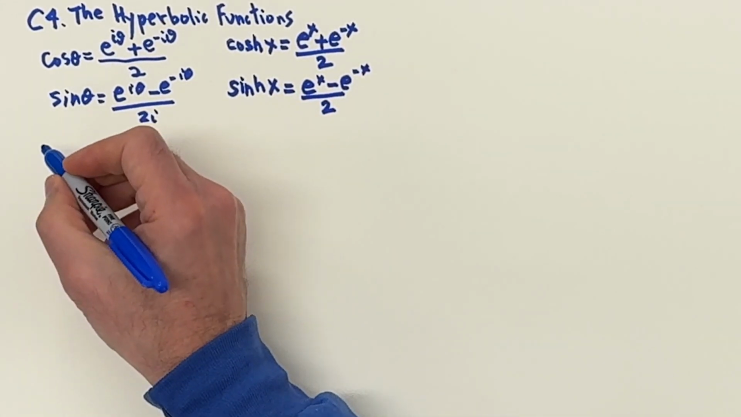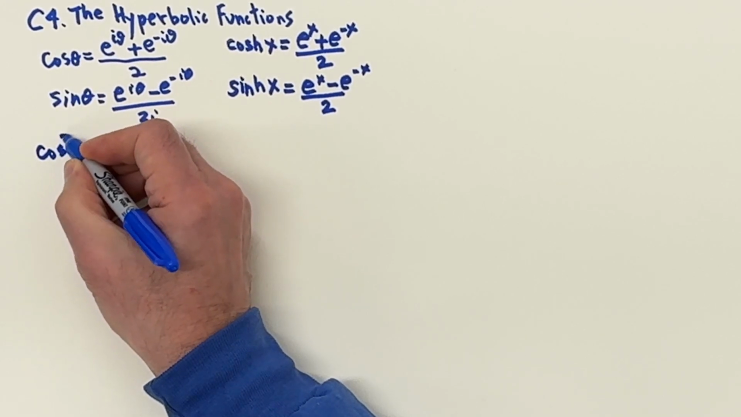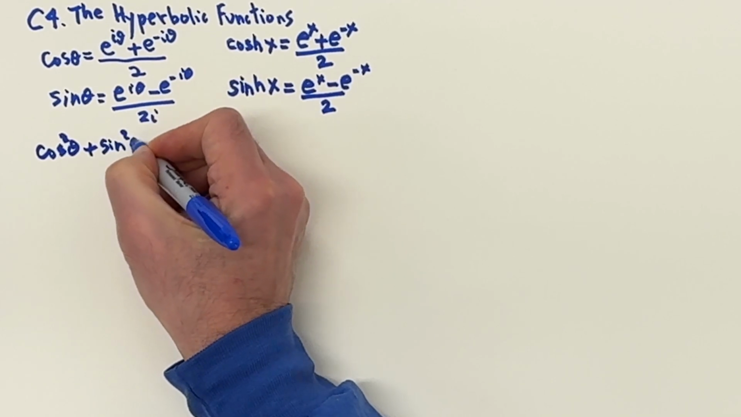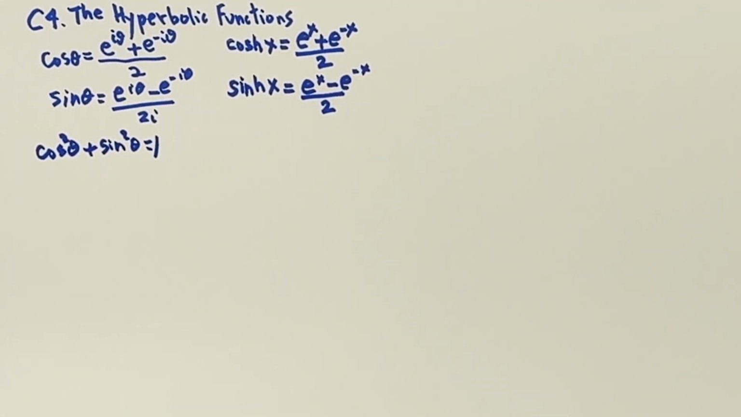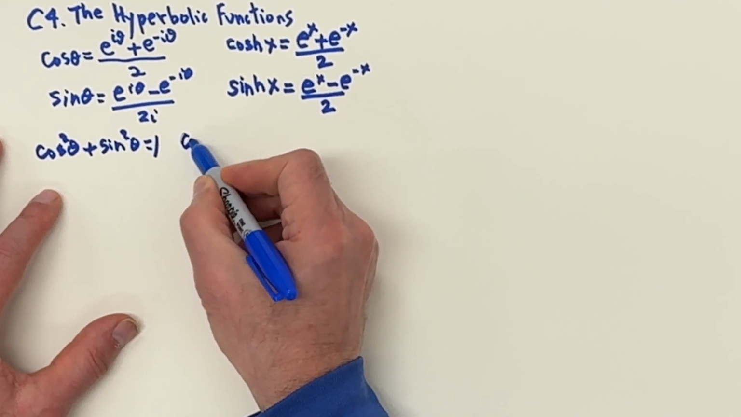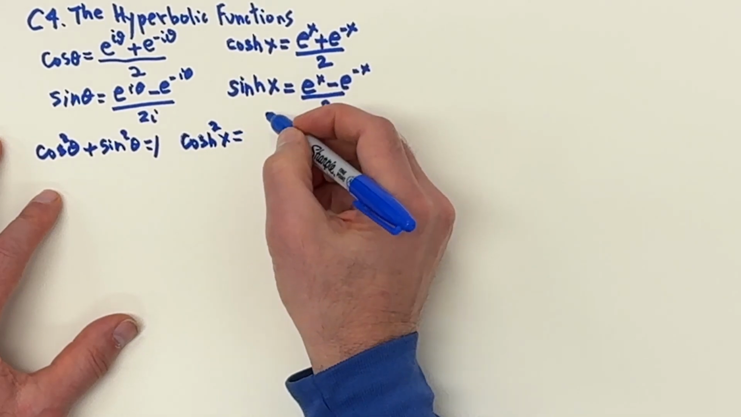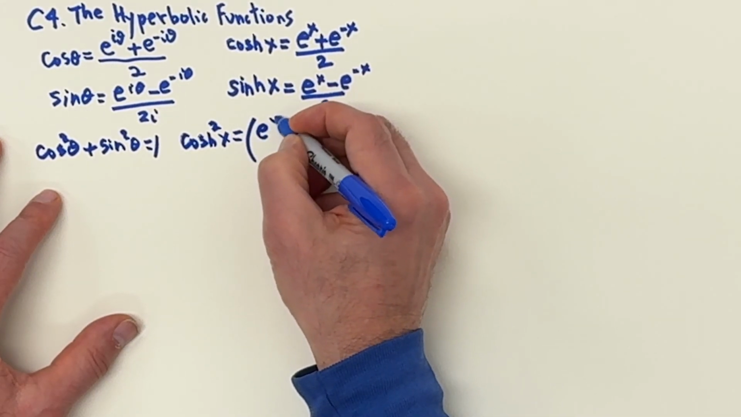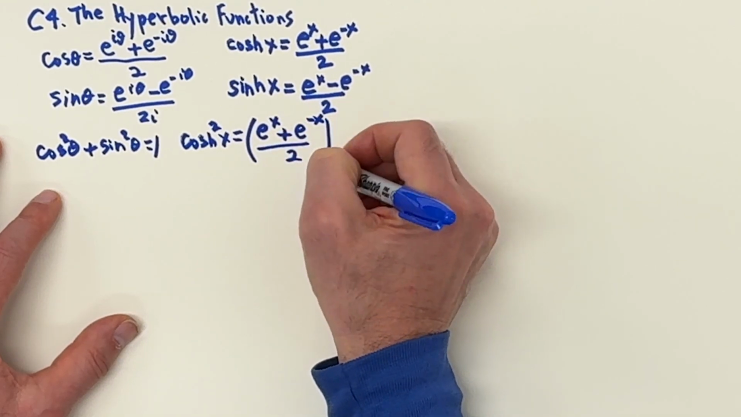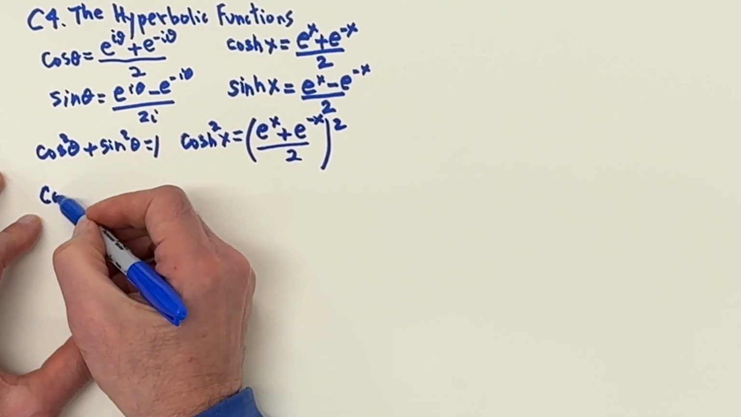Now, the first thing I'd like to do is find an analogous equation to the cosine squared theta plus the sine squared theta equal to 1. And to do that, I'm going to square these. So let's go ahead and square the cosh. That's going to give us e to the x plus e to the minus x over 2 squared. And I'll write that here on the next line.